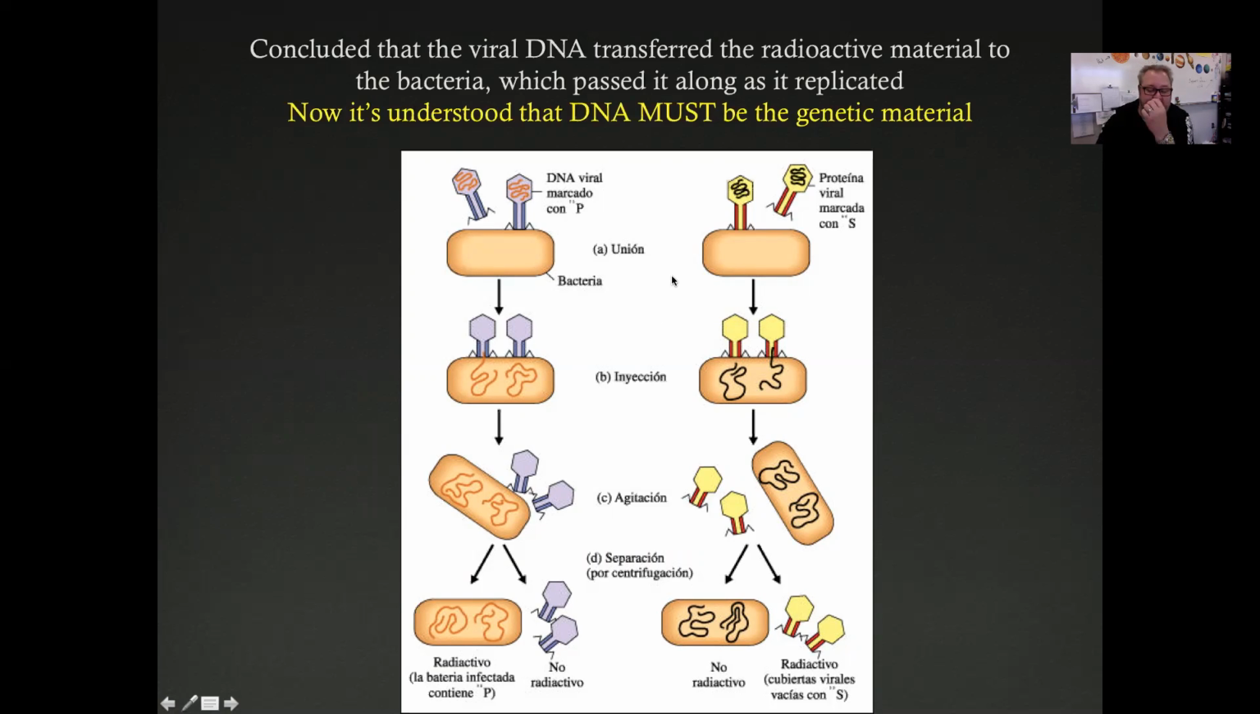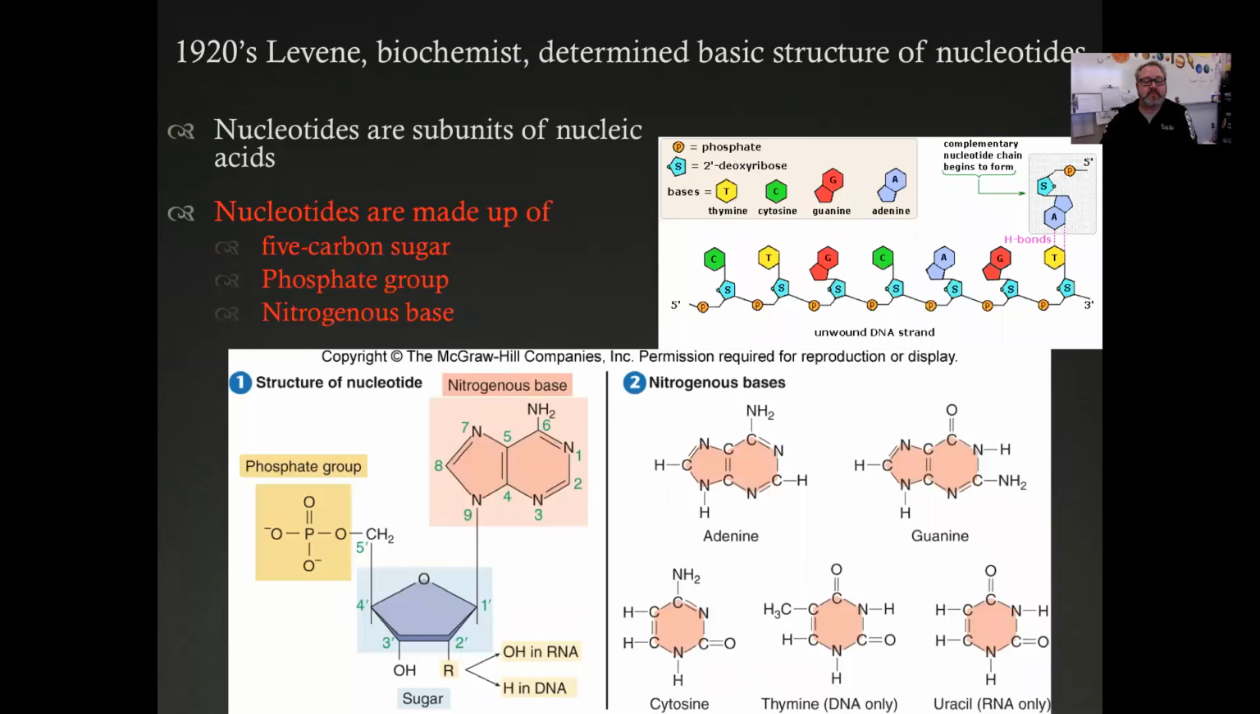So from doing these experiments, we now understand that DNA has to be the genetic information, or the genetic material, that passes things on from one generation to the next, because the proteins don't get sent from one generation to the next. It's the DNA molecules in the virus that are getting passed on from one generation to the next. So that's the virus DNA.